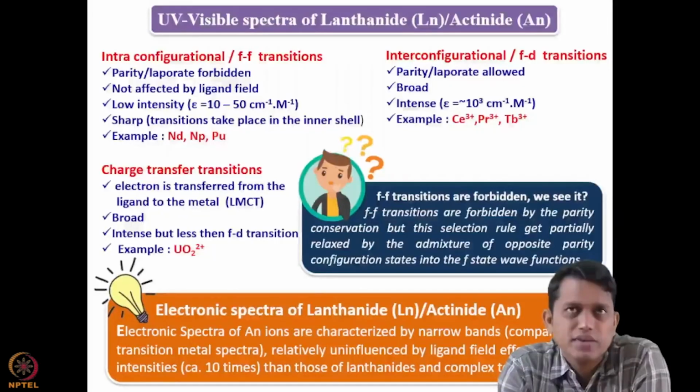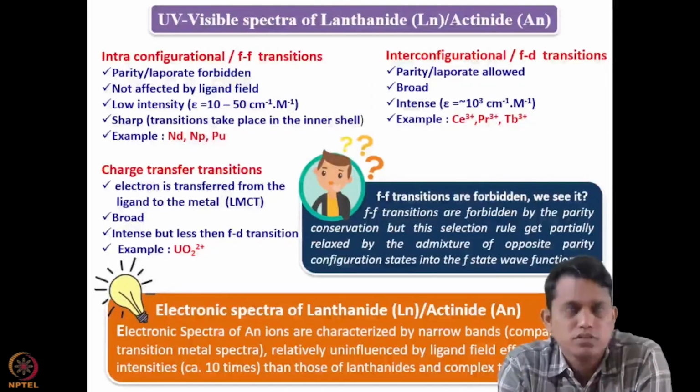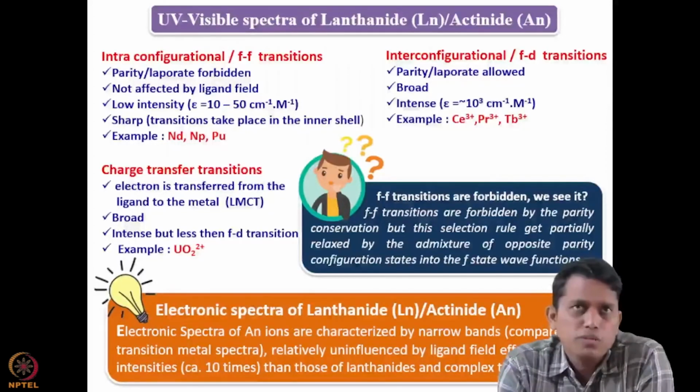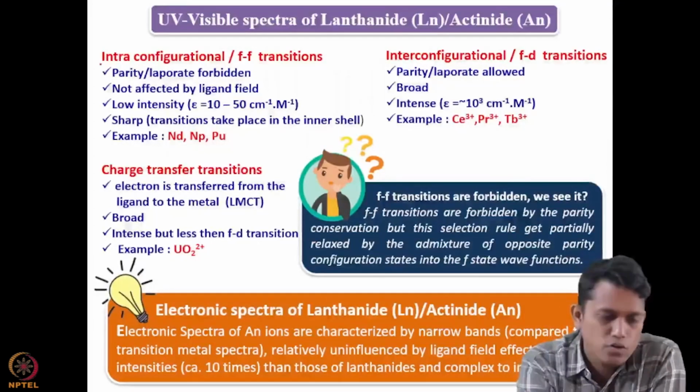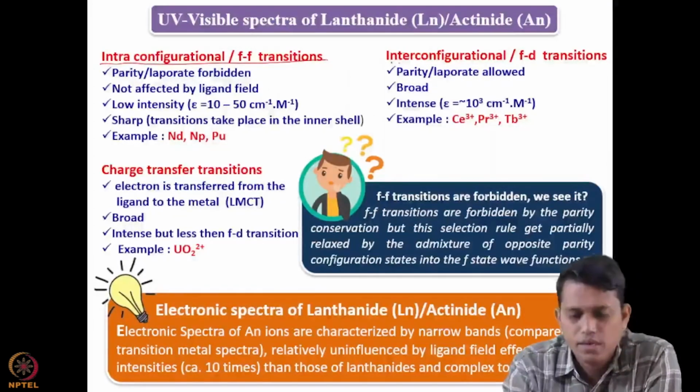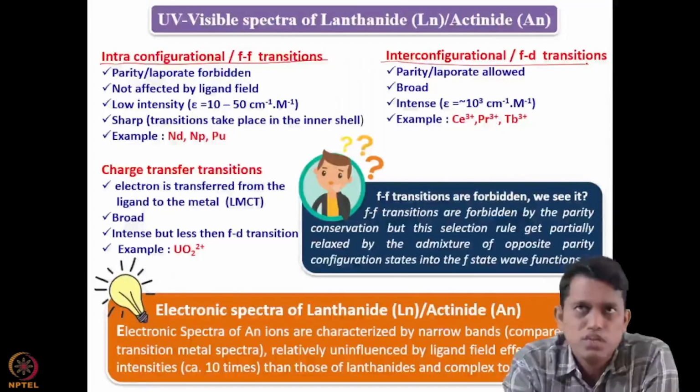In the last lecture we discussed term symbols, and we also saw how we measure the UV-visible spectra of any ion, be it a lanthanide or actinide. And we have seen that three types of transitions are possible in lanthanides and actinides: intra-configuration transitions, also known as f-f transitions, inter-configuration transitions, known as f-d transitions, and the charge transfer transitions.